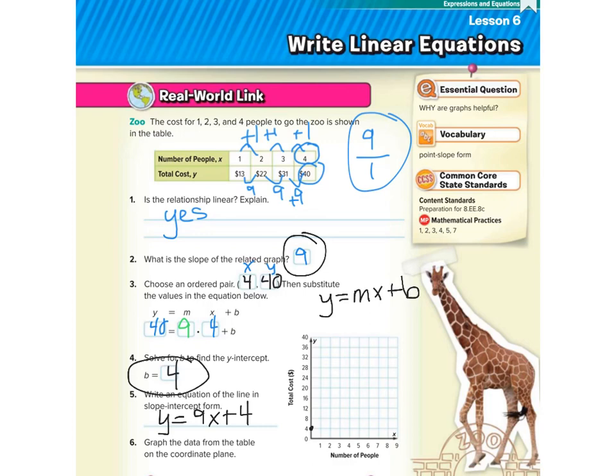And if I start graphing the ordered pairs, I see 4 and 40 is one of the ordered pairs. And I just need to connect a line. 1 and 13, 2 and 22, 3 and 31, somewhere right there. Okay, now I'm going to draw a line. So I graphed the data and drew a line to connect the points.